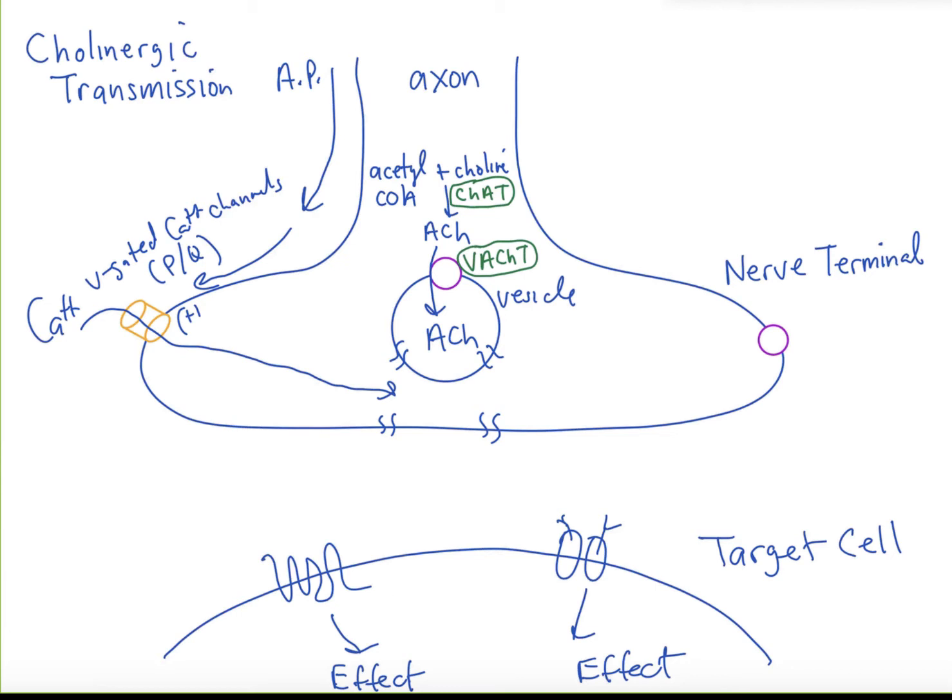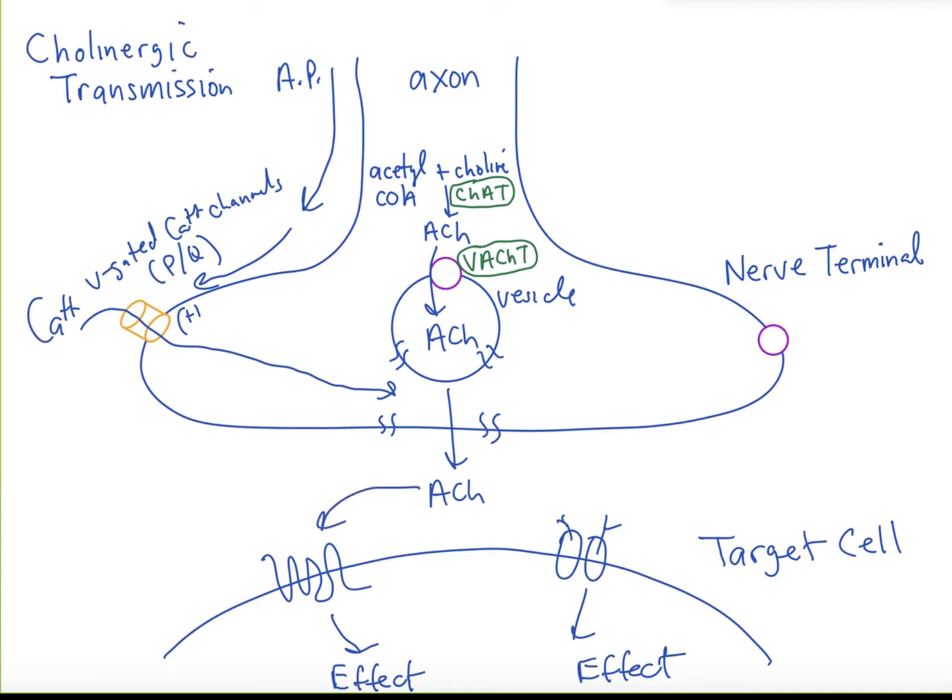Now that the acetylcholine is in the vesicle, we need to release it through a calcium-dependent process, and when the action potential reaches the nerve terminal and opens up the voltage-gated calcium channels on the nerve terminal, calcium influx triggers the fusion of the vesicular membrane and the nerve terminal membrane, and you end up with acetylcholine released into the junction.